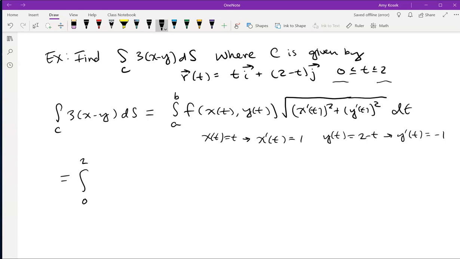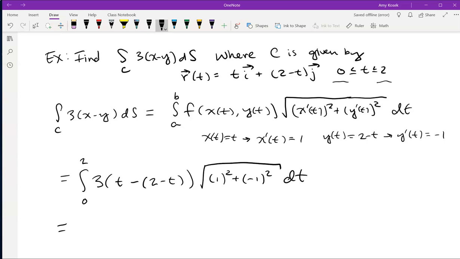So we have the integral from 0 to 2. We've got 3 times, and we're going to plug in x of t for x, so x of t is t. And then we have minus y of t, which is 2 minus t. And then we're going to do the square root of 1 squared plus negative 1 squared, dt. Now we've got the integral from 0 to 2 of 3 times (t minus a negative t, which is really 2t, and then minus 2), times the square root of 1 plus 1, which is square root 2.